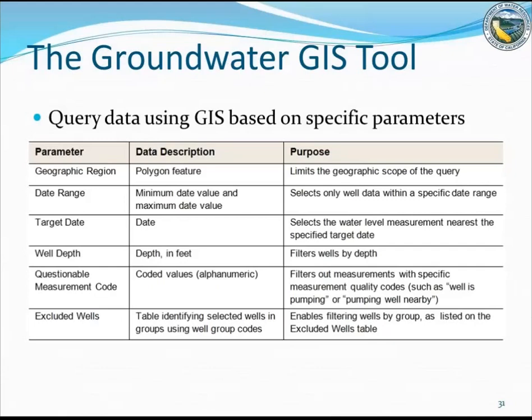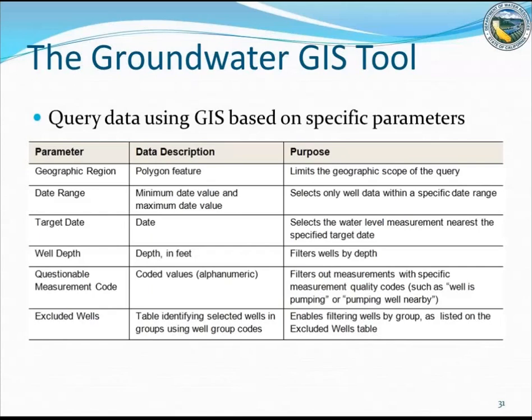So the first step is to query the data from the water data library using our GIS tool. And even though we don't pre-select all of our wells, we do need to enter several important parameters to get enough information to create our first period 1 data set. So we look at the geographic region, which is a polygon feature. Then we use the date range parameters, so we enter an early date and a late date. In this case, it's the January through May date range. Then we require a target date, which is March 15th for this project.